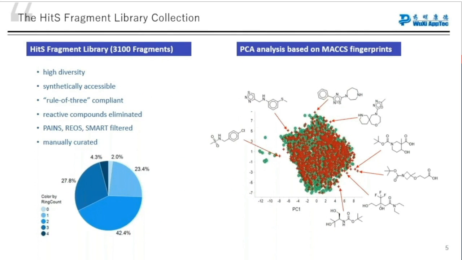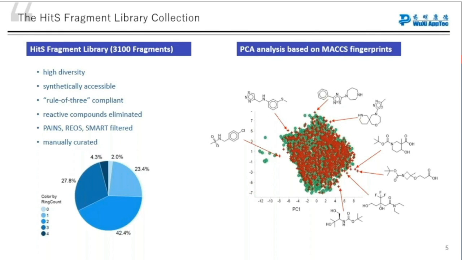The HIT-S fragment library collection that we have consists of 3,100 fragments. They are compiled in such a way that they have a high diversity, of course, are synthetically accessible, and they follow the rule of 3, meaning a molecular weight cutoff of 300, hydrogen bond donor cutoff of 3, hydrogen bond acceptor cutoff of 3, and C log P below 3. We've also looked at reactive compounds and eliminated those, and we have filtered for classical medchem filters. Finally, those compounds were visually inspected and curated so that only attractive and classical medchem compounds are in that library.